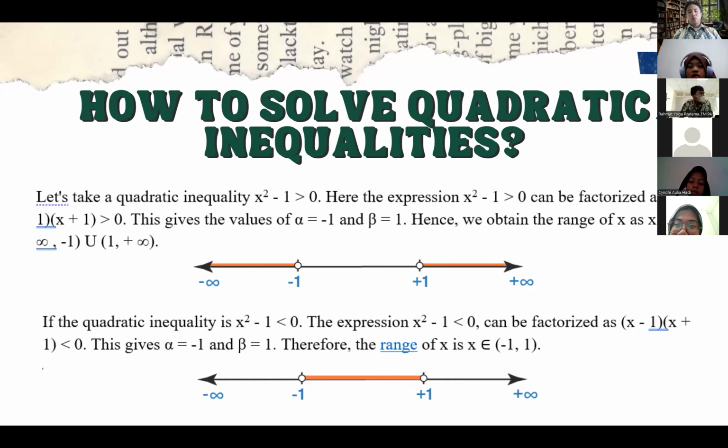So the second one, if the quadratic inequality is... equal to -1 and beta, or the second factor is equal to 1. So therefore, the range of x is x is an element of open brackets -1 and 1 close brackets. Next.